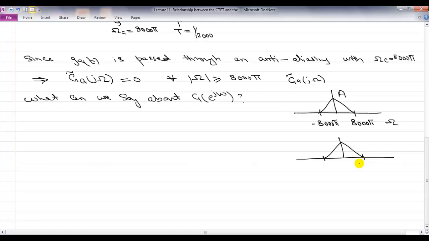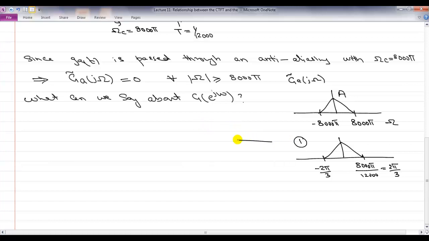This will be 8,000 pi over 12,000, which is 2 pi by 3. And similarly, this will be minus 2 pi by 3. So that is the first aspect of what you do if you are converting from continuous time frequencies to discrete time. You take your Fourier transform and you scale the axis by capital T. Now what's the second step?